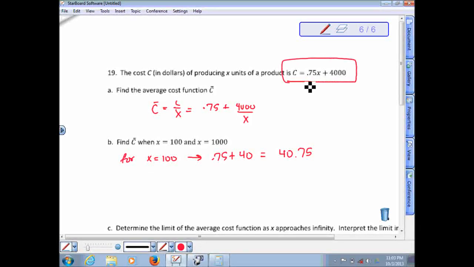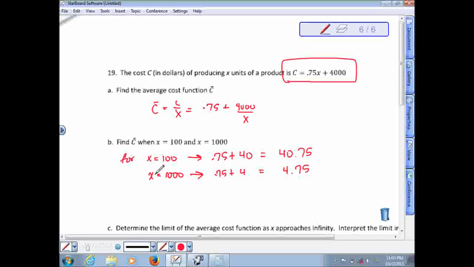Now, if we go back and take a look at the cost function, they have a pretty small unit cost. It's 75 cents per unit, but they have a pretty large initial cost here of $4,000. So they're not producing very many with X equals 100. And because of such a high initial cost, their average cost is going to be rather high, but as they start to produce more, so for X equals 1,000, this is 0.75 plus 4,000 divided by 1,000, which is 4. So you can see that dramatically reduces the average cost per unit of producing that commodity.